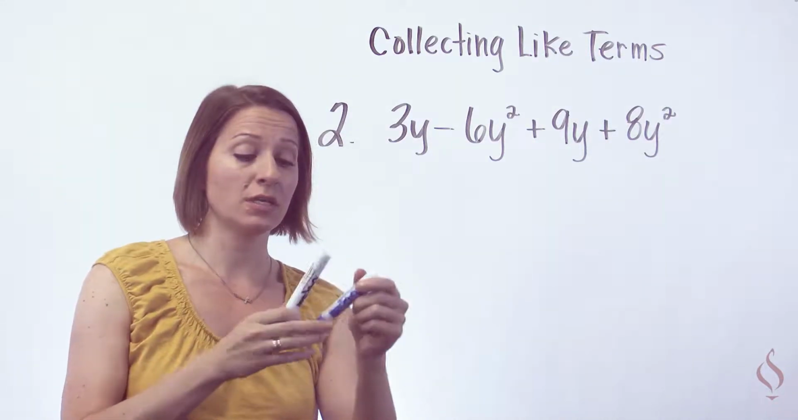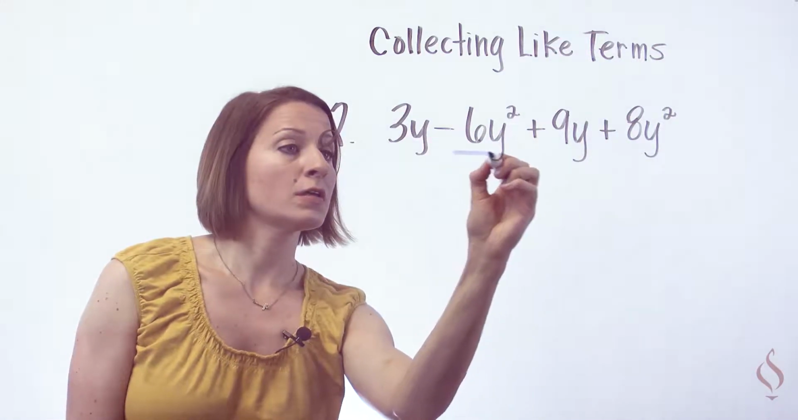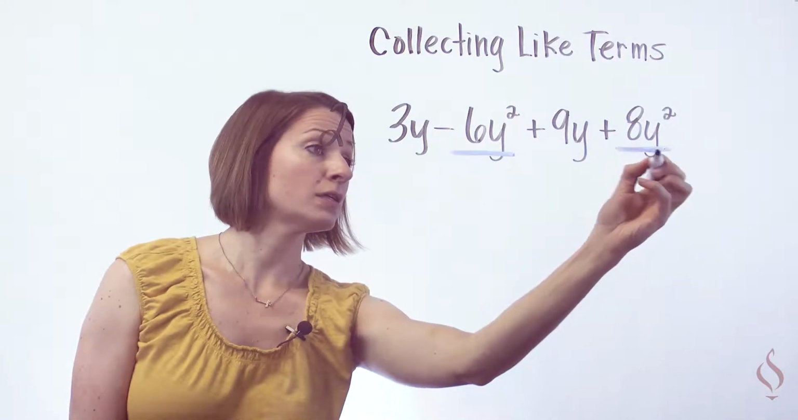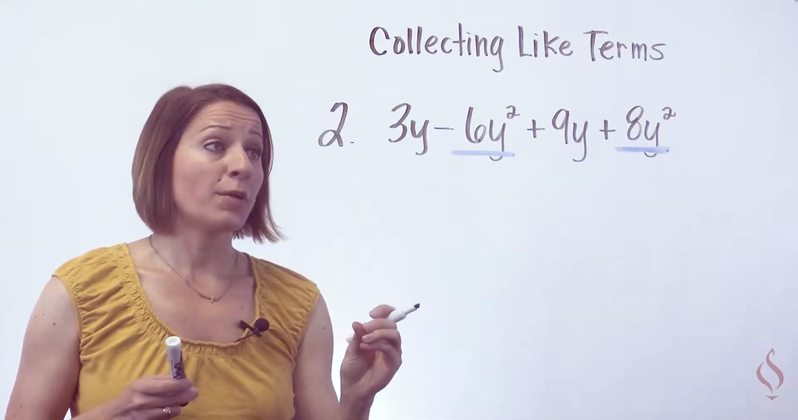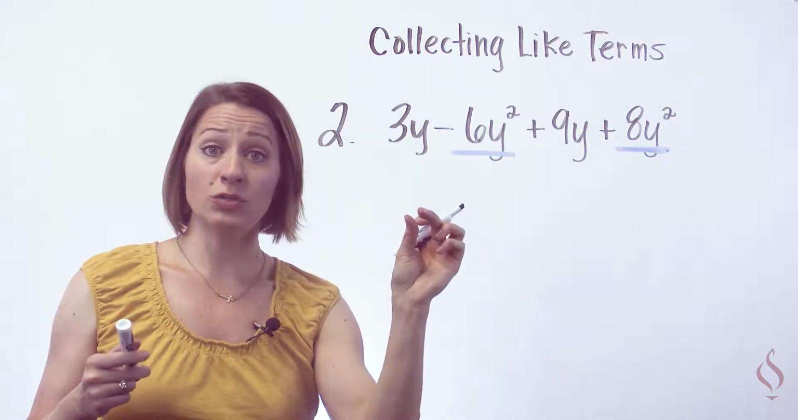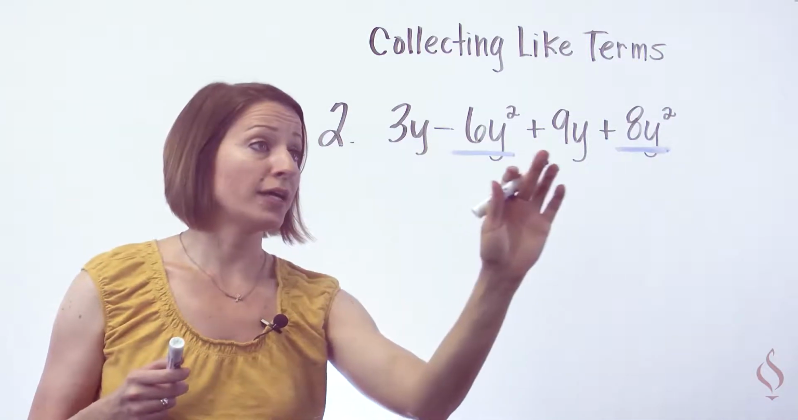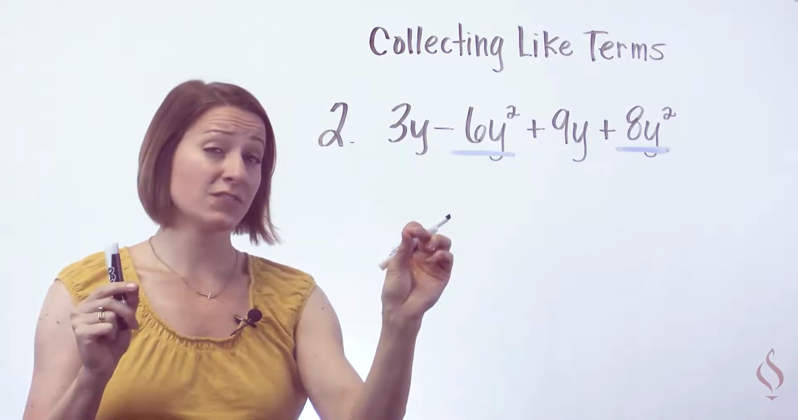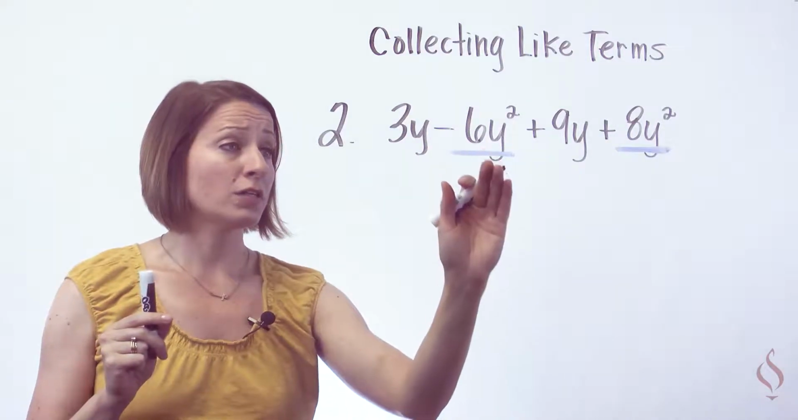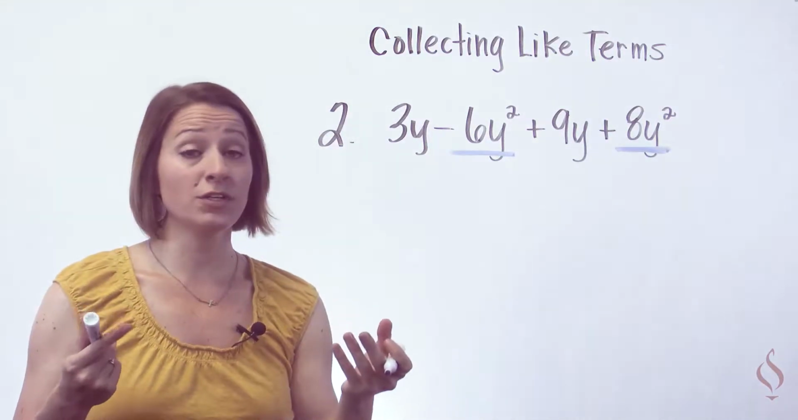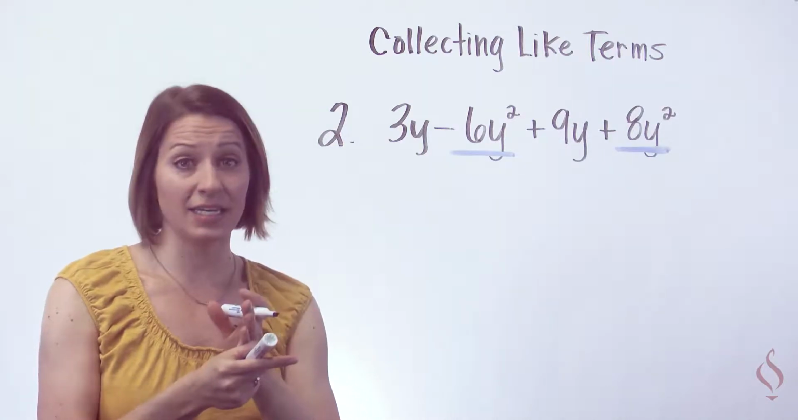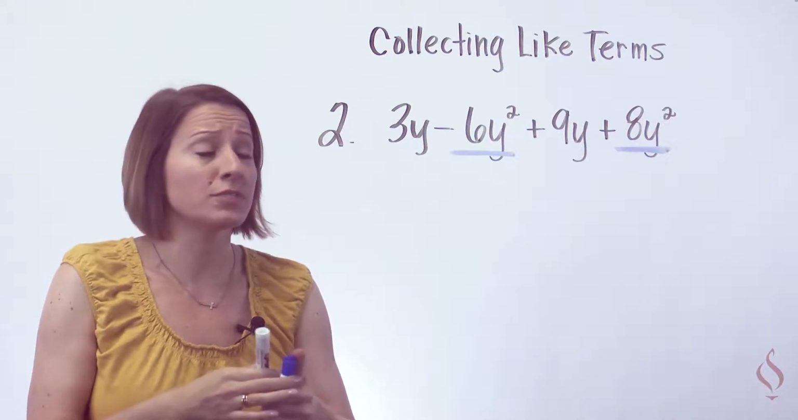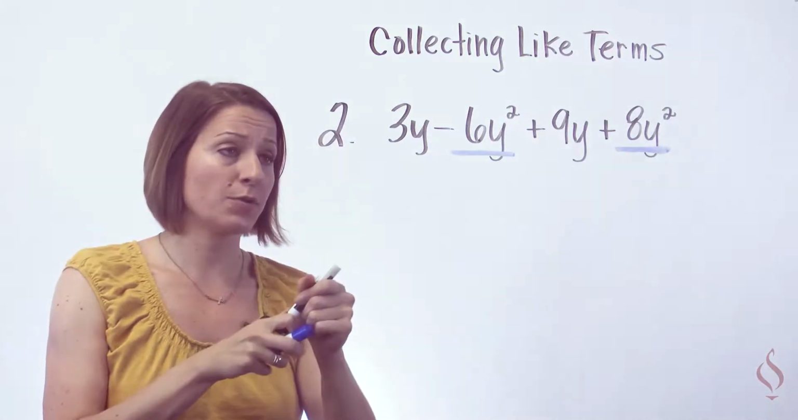So if you notice this -6y squared and 8y squared, they both have that exponent of the 2 above, where the 3y and the 9y don't have it. So because of that very slight difference, even though all of them are the same variable, it has to be exactly the same. And so technically they are not like terms just because of the exponent difference.